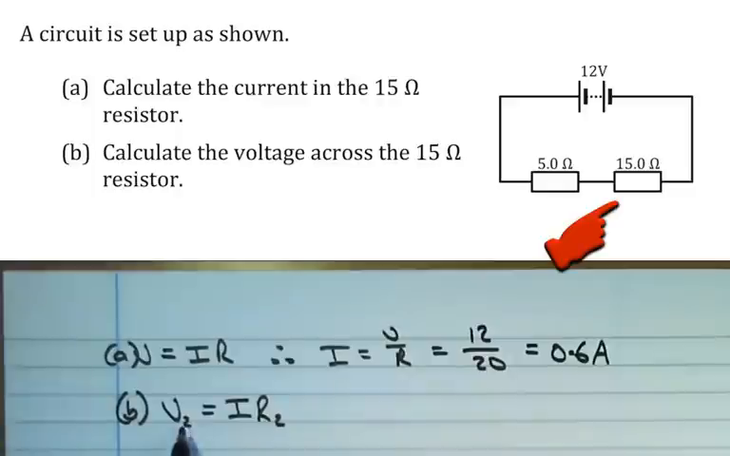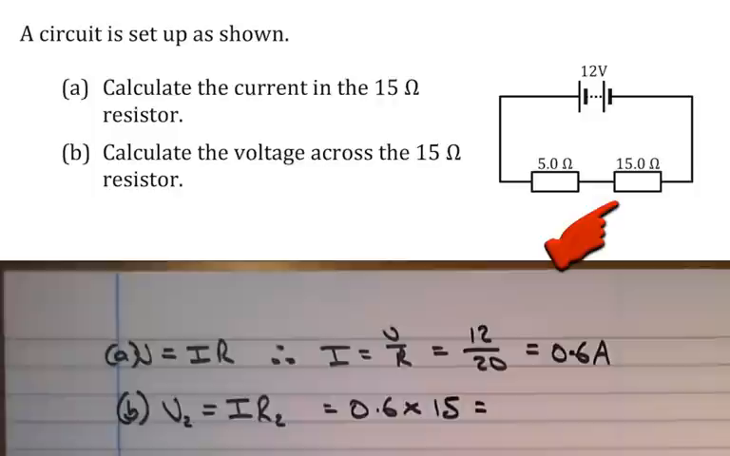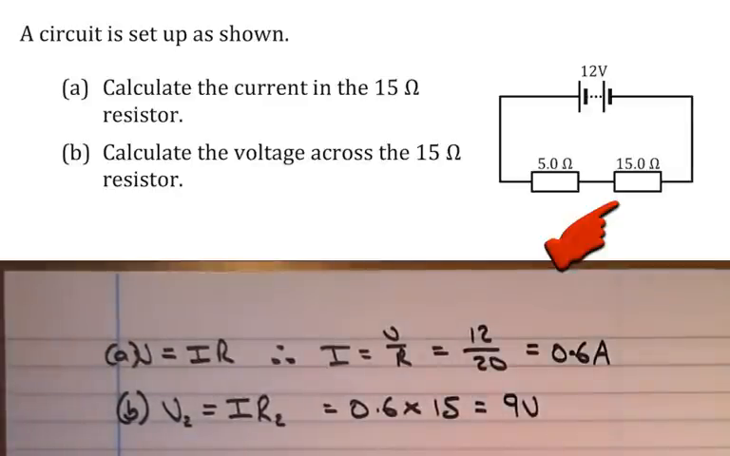I don't need to write these numbers here, that can just be written as V equals IR. As we said, the current was 0.6 and the second resistance was 15, so 0.6 times 15 gives us 9 volts. Just check your answer obviously isn't larger than the supply voltage. It's impossible.